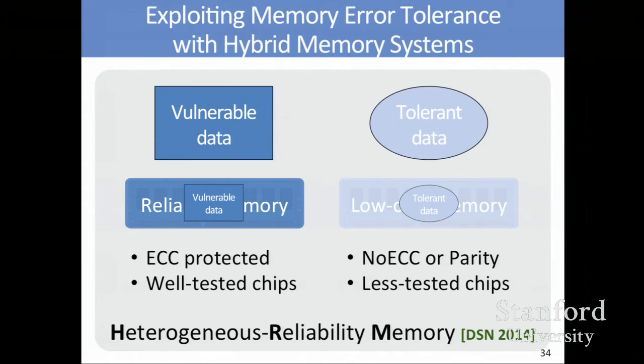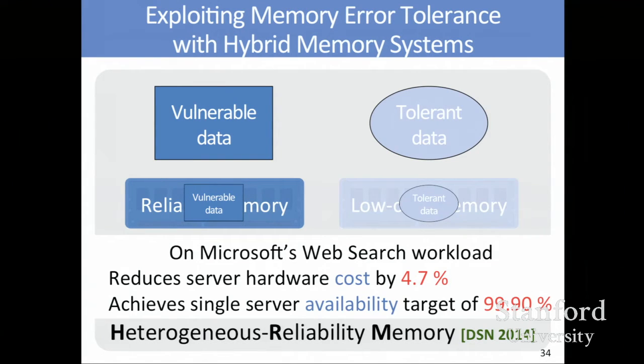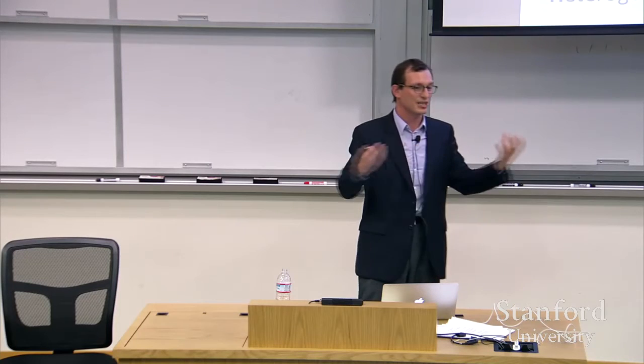So we actually have a case study of this with Microsoft's web search workload. In a lot of data centers, ECC memory is used so that you can protect against errors. But this way, you can get rid of a lot of the cost in memory by making some of your memory low cost. That way, you can reduce the hardware cost reasonably while still achieving a reasonable single server availability target. So I think this is just one example. This is just scratching the surface. One example of a heterogeneous memory.